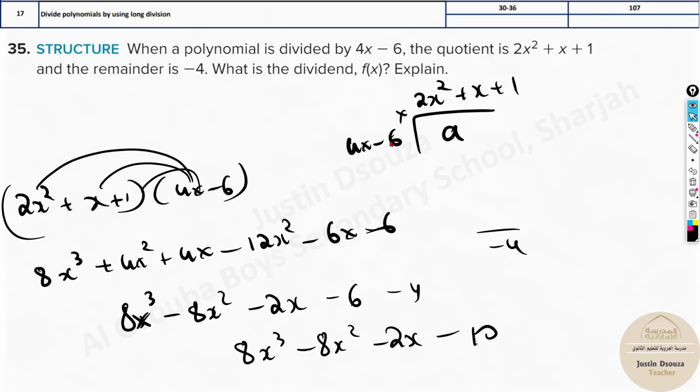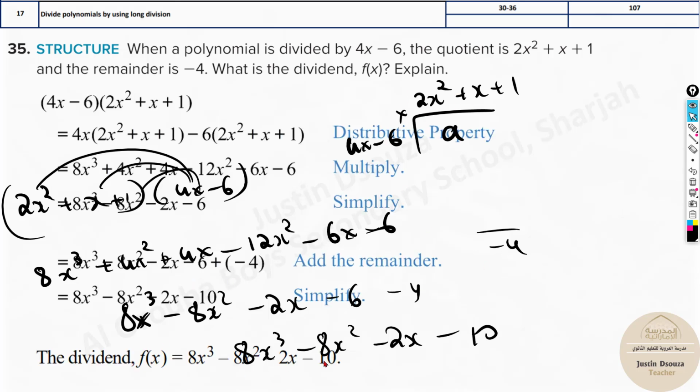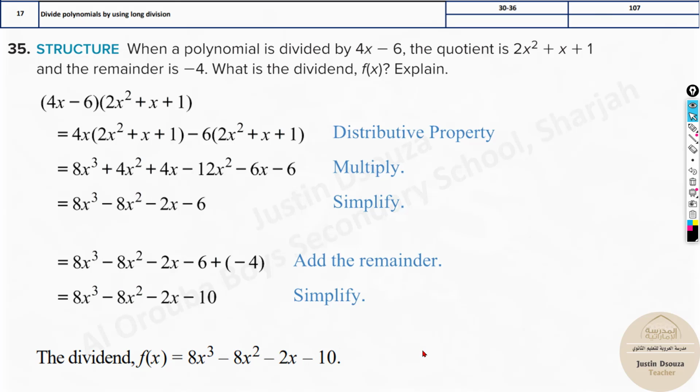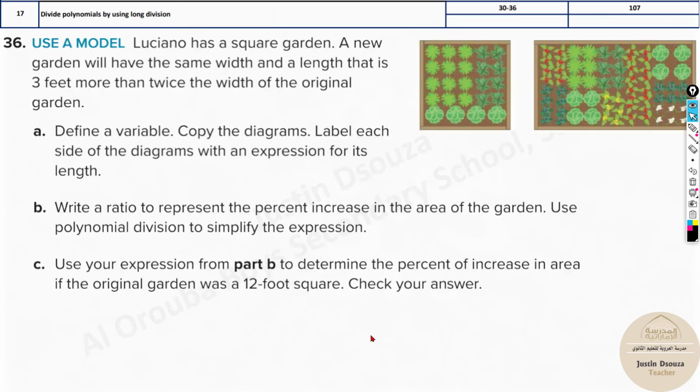Just multiply the divisor and the quotient and then add up the remainder. So are we getting the same answer? Yes, that's the correct answer: 8x cubed minus 8x squared minus 2x minus 10 after adding the remainder. That's it. And over here the last problem, this is the 36th problem.